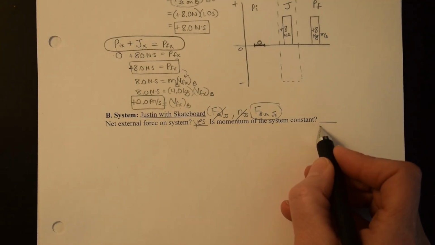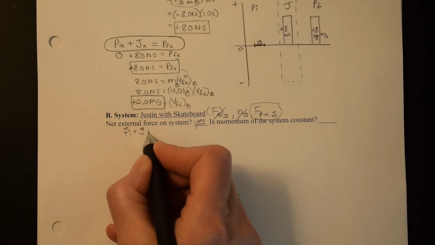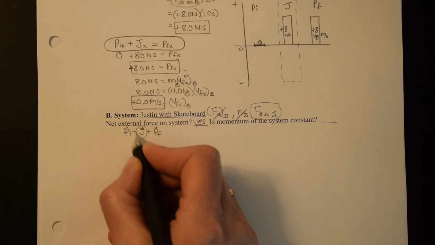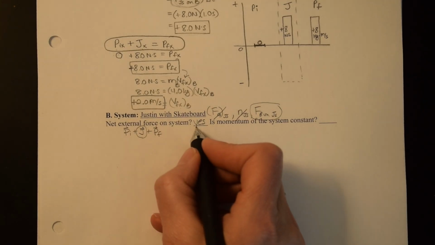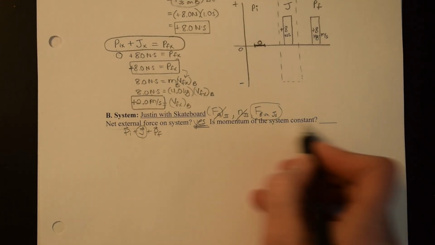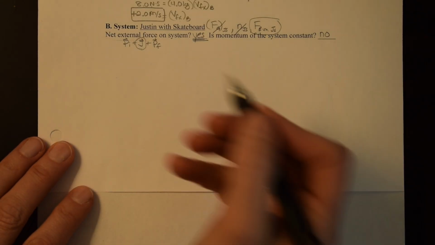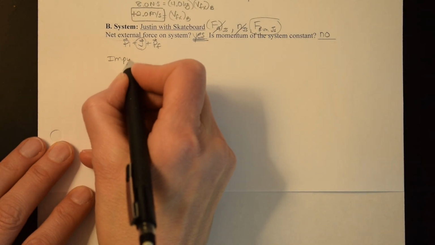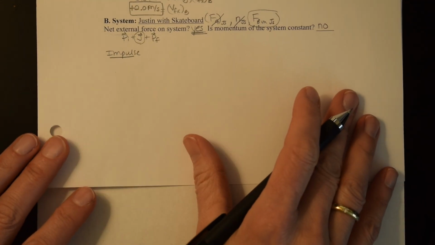Is momentum of the system constant? Well, we know from the momentum principle that if there is an impulse, then the momentum will change. Initial momentum plus impulse is final momentum. So there is an impulse because impulse is this force times the time interval. Is the momentum constant? No. We are looking for the impulse and the final momentum and the final velocity of Justin with the skateboard.